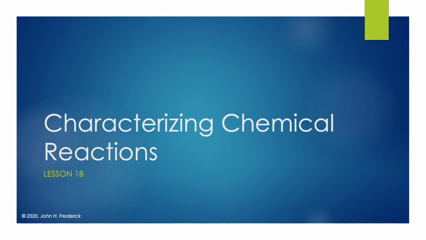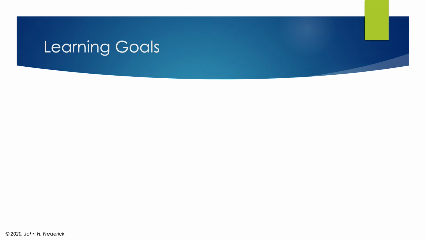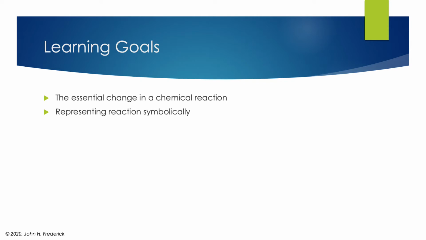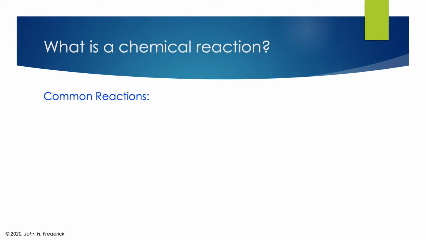To begin our study of chemical reactions, we're going to spend a little bit of time simply outlining what they are and how we can write them down. In this video, our learning goals will be to talk about the essential change that makes up a chemical reaction, how we represent those reactions symbolically, and some important information that we usually want to include when we talk about a chemical reaction. So what is a chemical reaction?